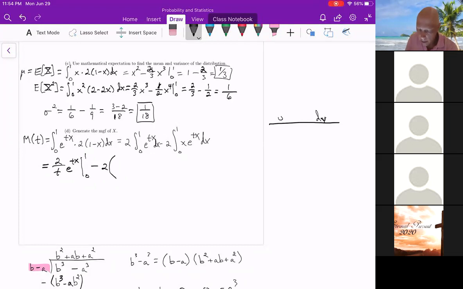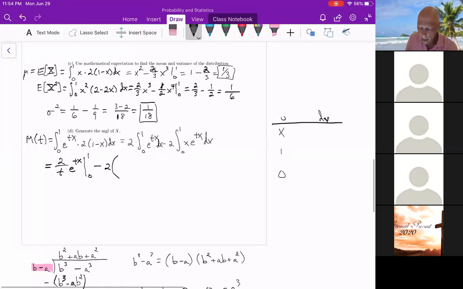And so that's going to be the x part for the second integral here. Derivative of x is 1, derivative of 1 is 0. And when you get to 0, you stop. The dv part is going to be everything else. So this is the e to the tx.